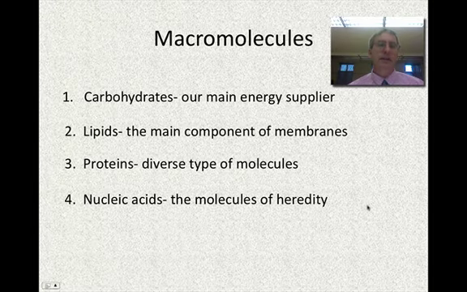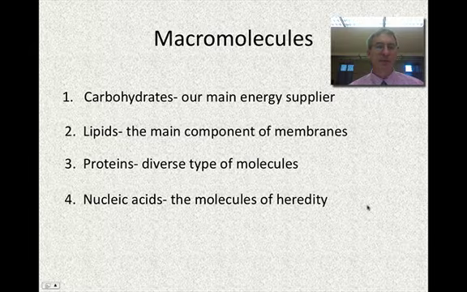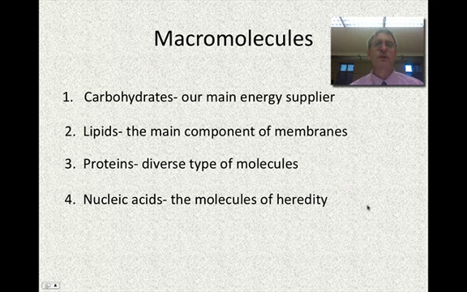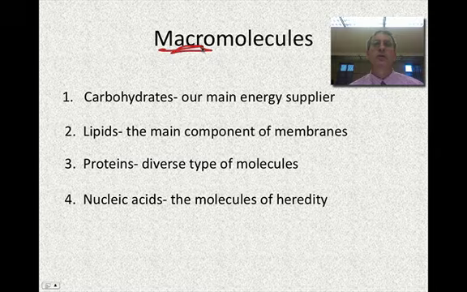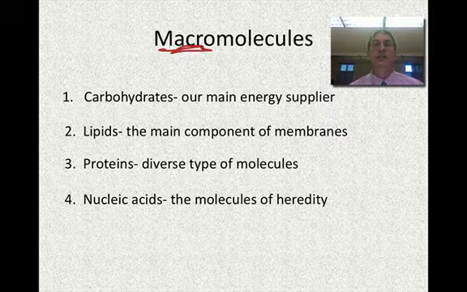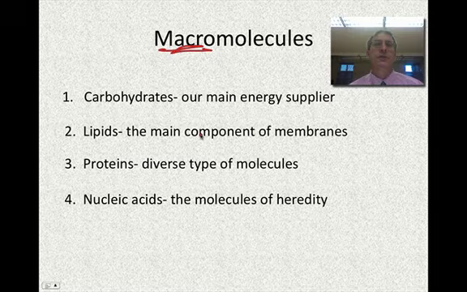So here is a list of the 4 basic macromolecules in biology which you will need to be familiar with. And macro is sort of the opposite of micro, micro meaning small, macro meaning large. So these are going to be, in at least biological or chemical terms, very large molecules. So here's the 4 we need to know.